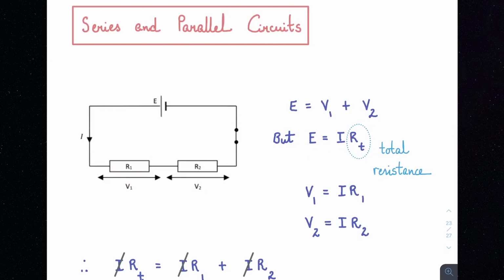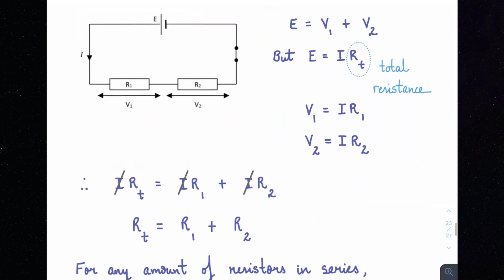On the other hand, if we apply V equals IR on each resistor, we get V1, the potential difference across R1, being equal to I times R1. And similarly, V2 is equal to I times R2. So substituting each of these results in this equation, we get IRT instead of V is equal to IR1 plus IR2. That is, instead of V1 plus V2. The current is the same in each term, so it cancels. And we are left with total resistance is equal to R1 plus R2.